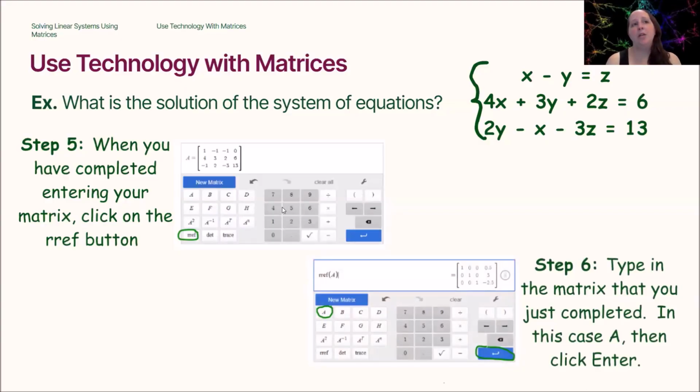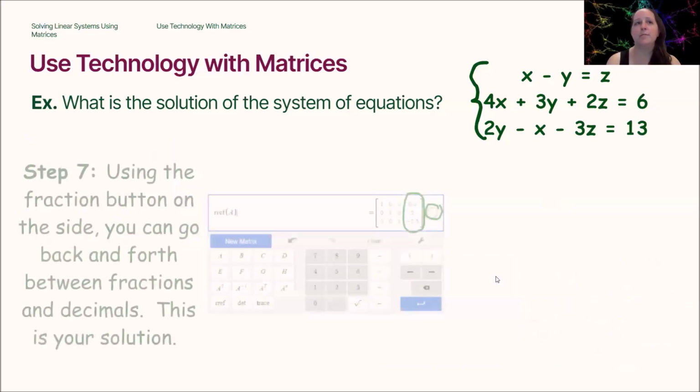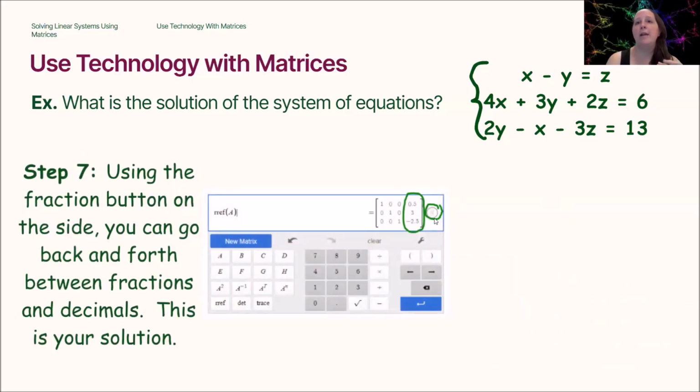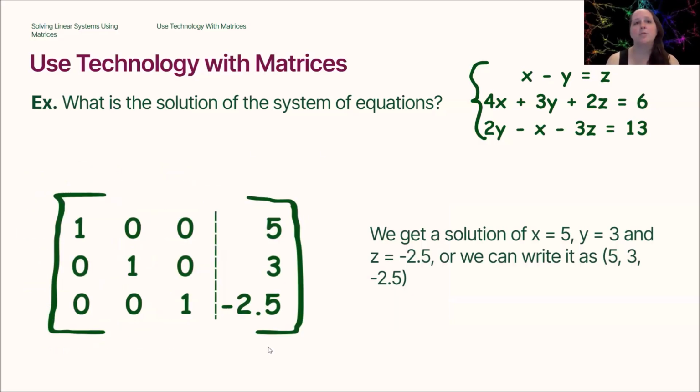When you have completed entering your matrix, you're going to click on the RREF button. What that button stands for is reduced row echelon form. It's going to get you into the smallest form possible. Then you click on whatever matrix you just created. In this case, we created A. Then you hit the enter button, and at the bottom, it's going to come up with your solution. Right next to that solution, there's a little button that looks like a fraction. It'll change between decimals and fractions if you have any. So this is what we get when we solve it.